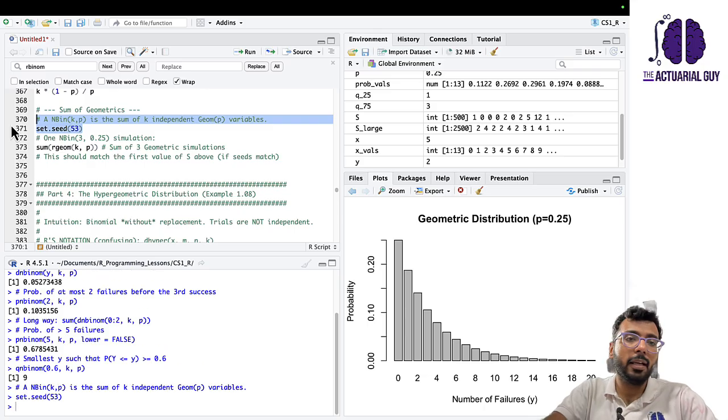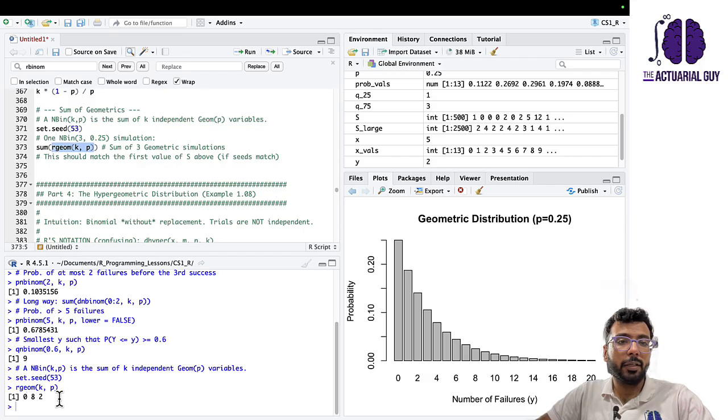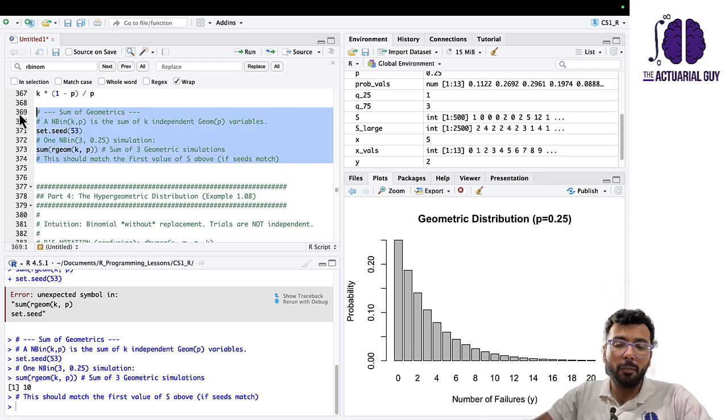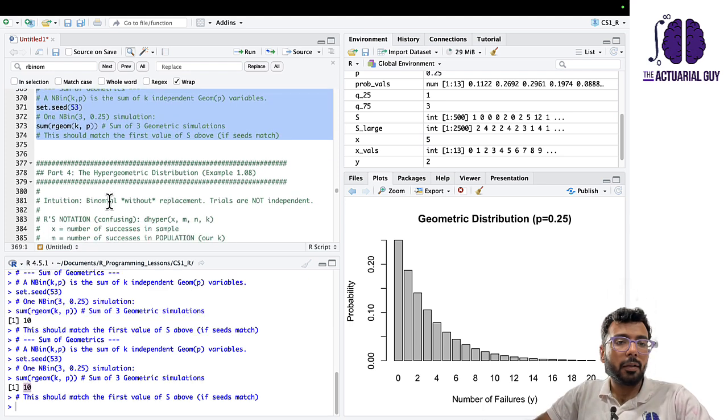So you set a random seed and then you use rgeom, which has simulated these 3 values, right? So you're getting 0 failures, 8 failures, and 2 failures till the first success. And then if you sum them, how many failures are you seeing till the third success? 10 failures, right? So that's how it works. So that was all on the negative binomial type 2 distribution.